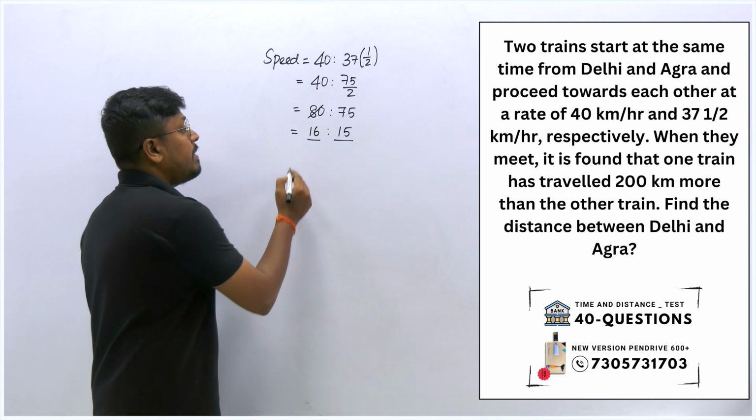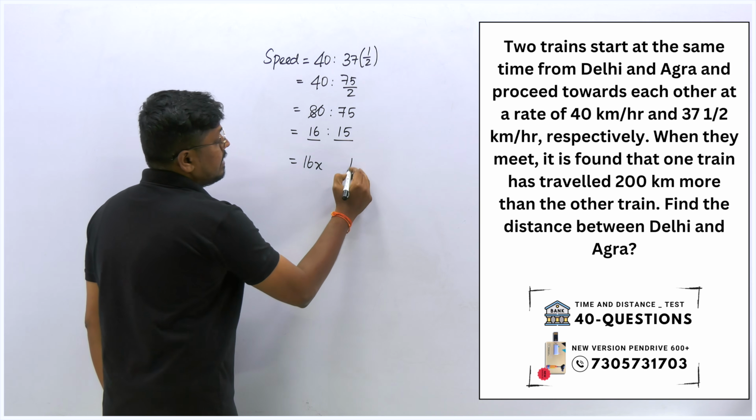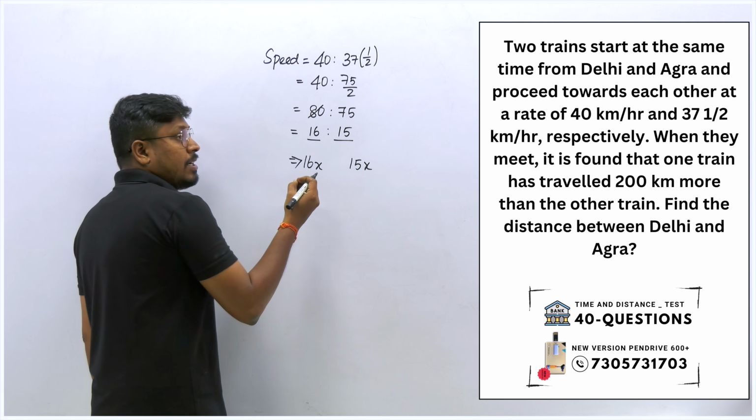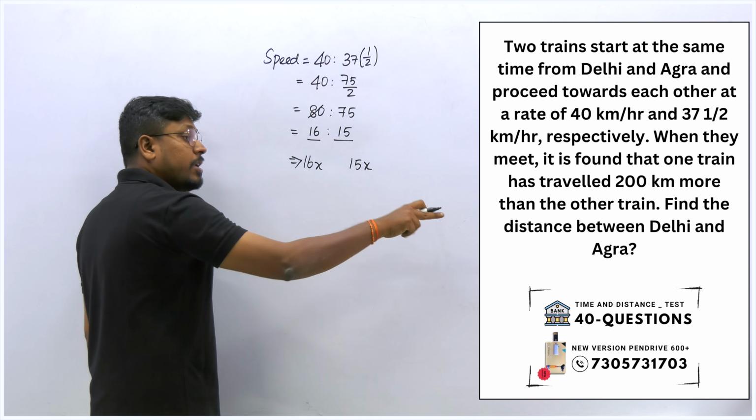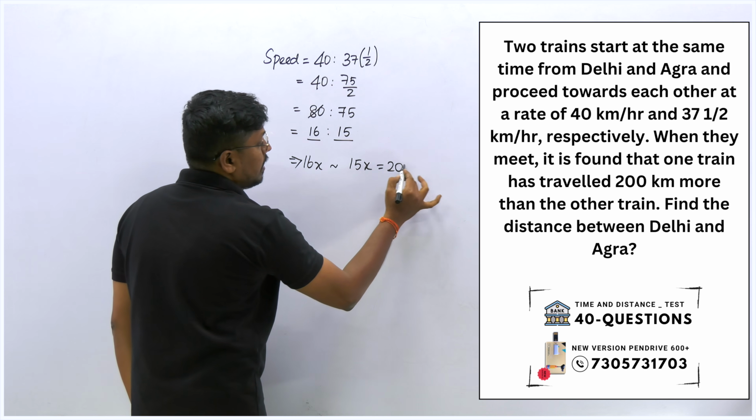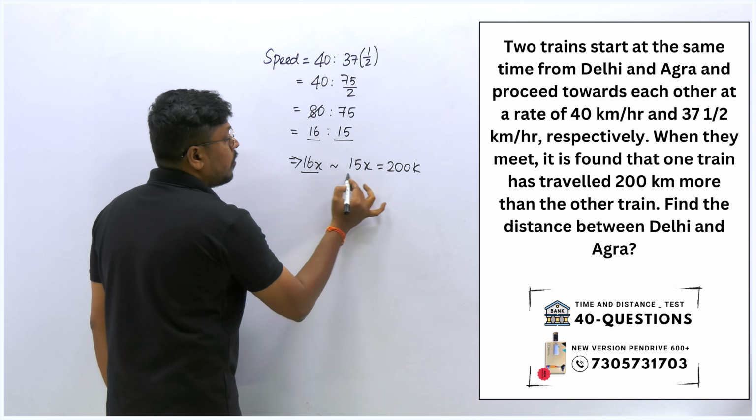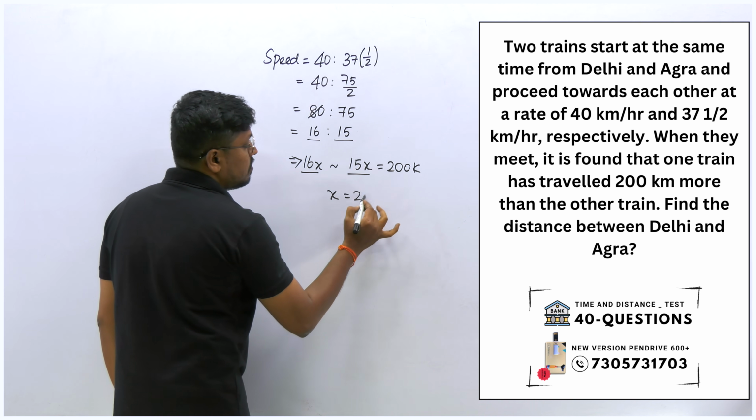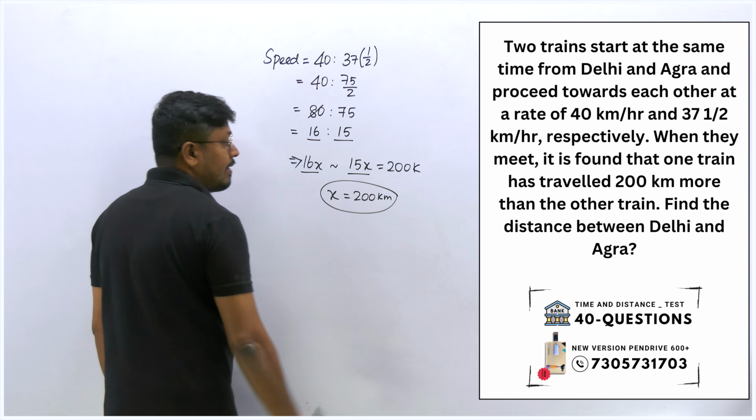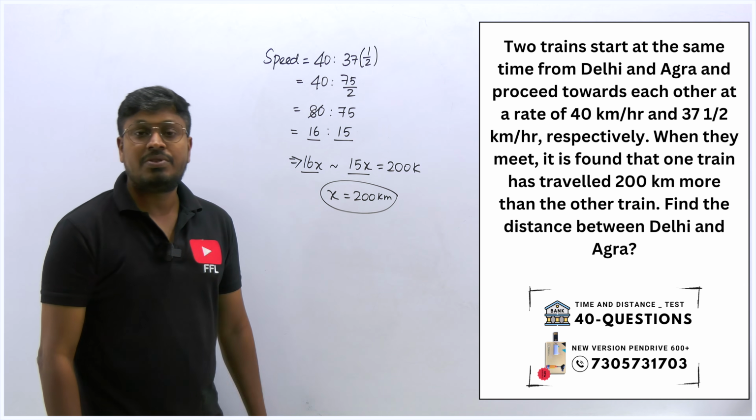So the first train speed is in the part of 16x, the second train will be 15x. And now according to the question, we know that one train has traveled 200 kilometers more than the other. That means the difference between both the trains will be 200 kilometers. So the difference between their speeds will be x equals 200 kilometer. So finally, we got the value of x, which is 200 kilometer.